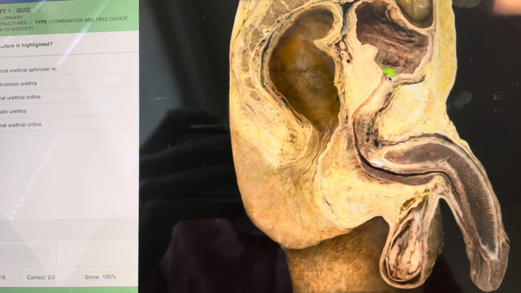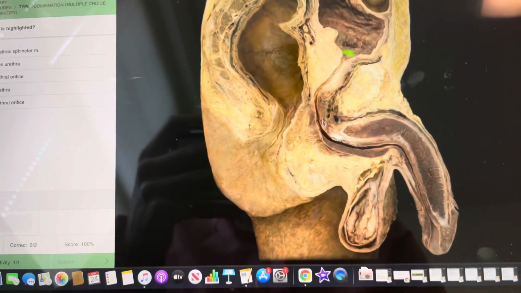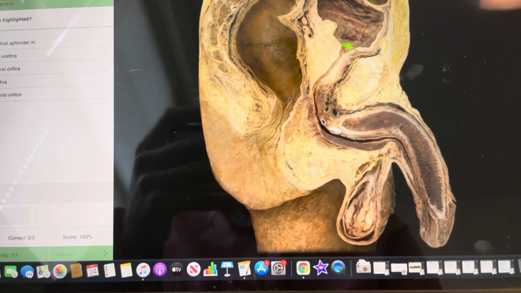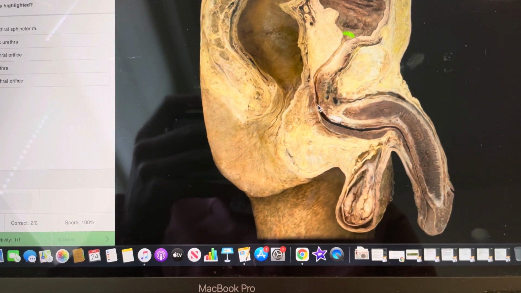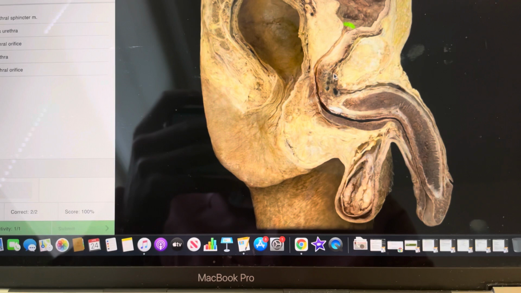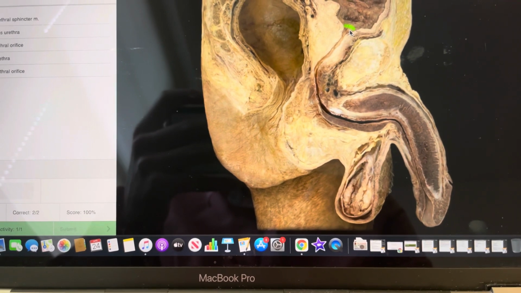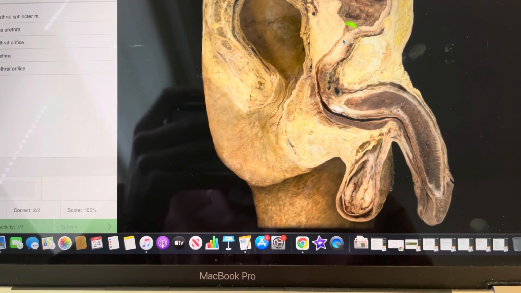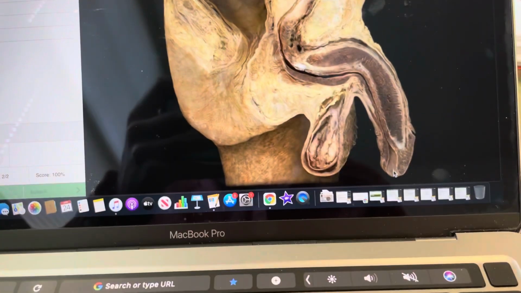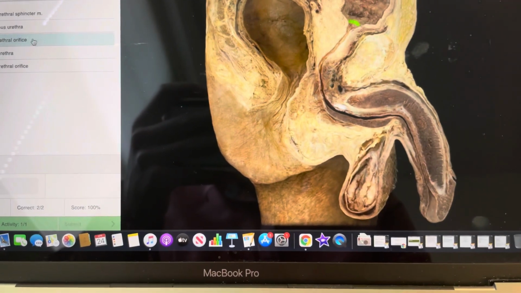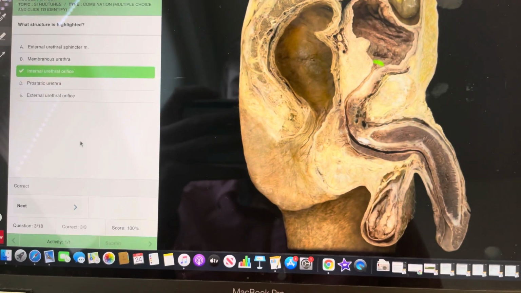So if we break it down, we know that the external urethral sphincter M would be right here. The membranous urethra would be in between both of those two, kind of right here. The internal urethral orifice is what I believe that it is. So prostatic urethra would be coming right off of it, right here. And then the external urethral orifice would actually be down here at the end. So I'm going to guess it's the internal urethral orifice, and we can see that we are correct.